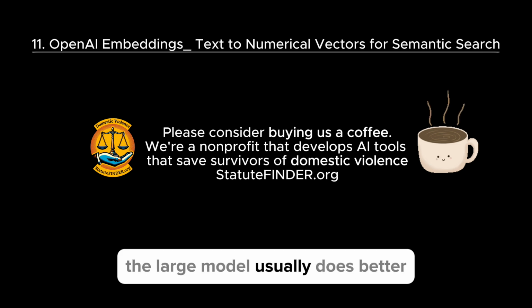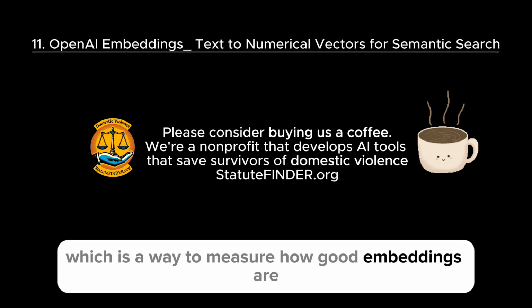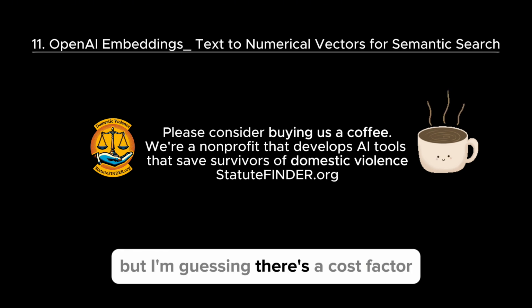The large model usually does better. It scores a 64.6% on the MTEB eval, which is a way to measure how good embeddings are. But the small model is close behind at 62.3%. So not a huge difference, but I'm guessing there's a cost factor.